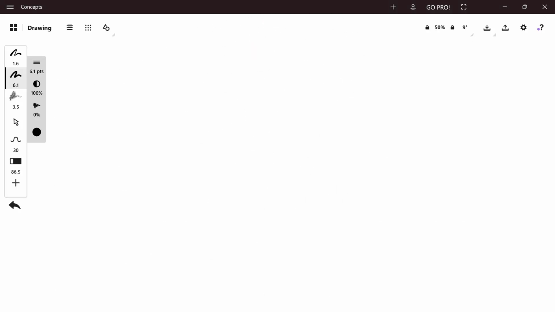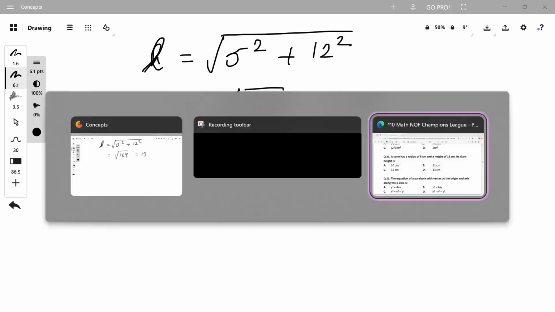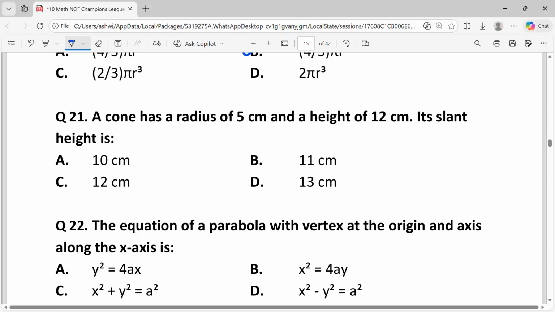The slant height L of a cone can be found using the Pythagorean theorem, where r is the radius and h is the height. That is, L is equal to root r square plus h square. Given r as 5 and h as 12, we have L is equal to root 5 square plus 12 square, that is root 169, which is equal to 13. From the given options, the answer is D, 13.